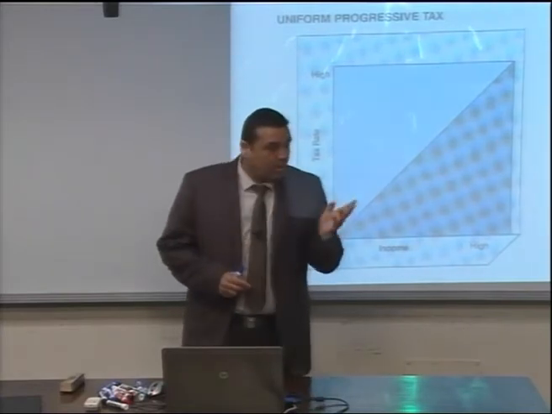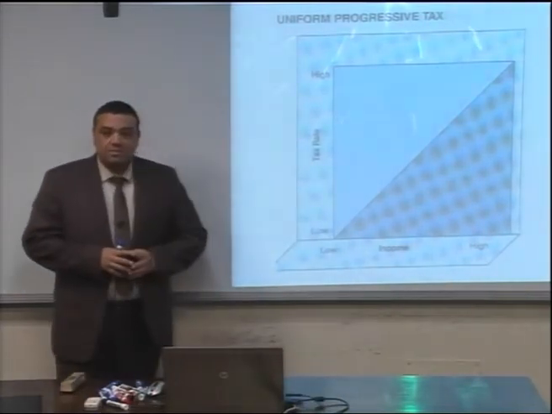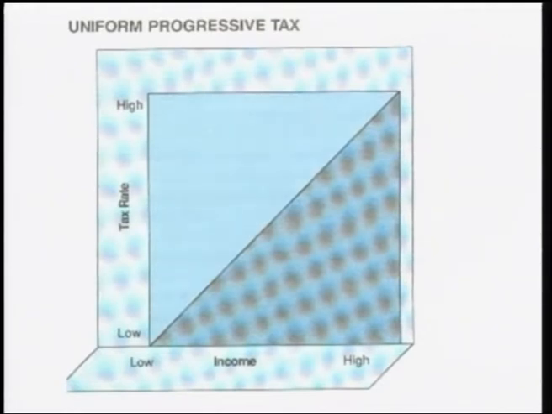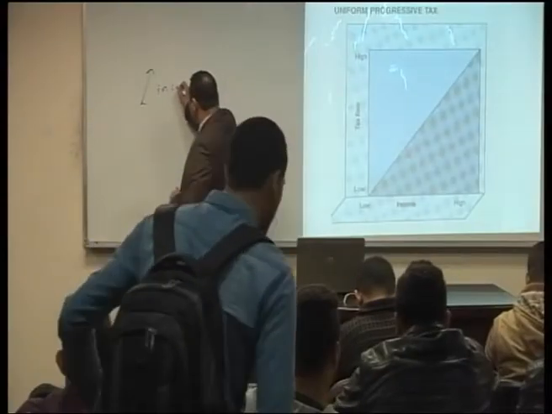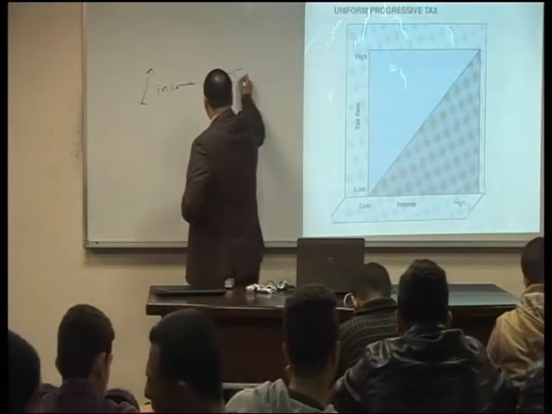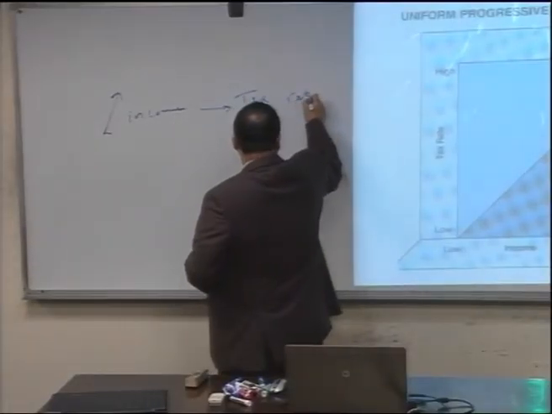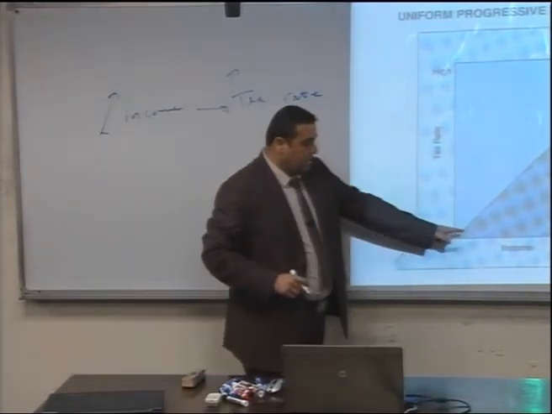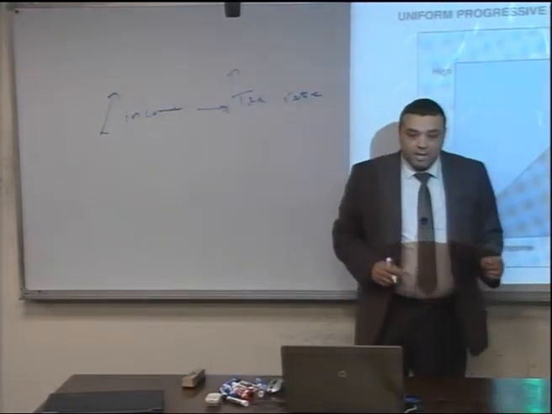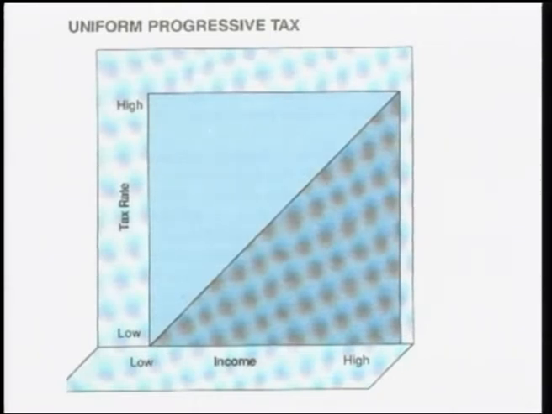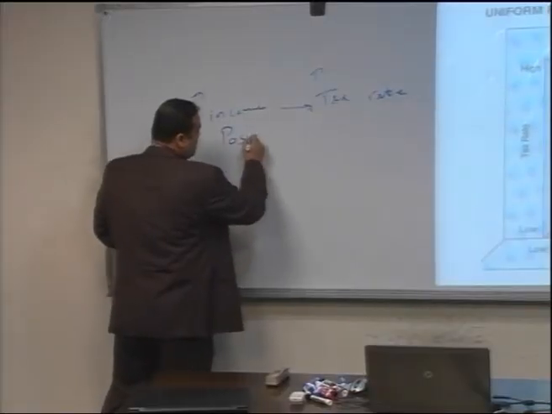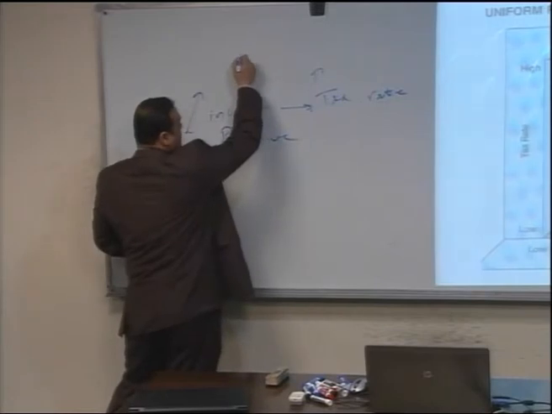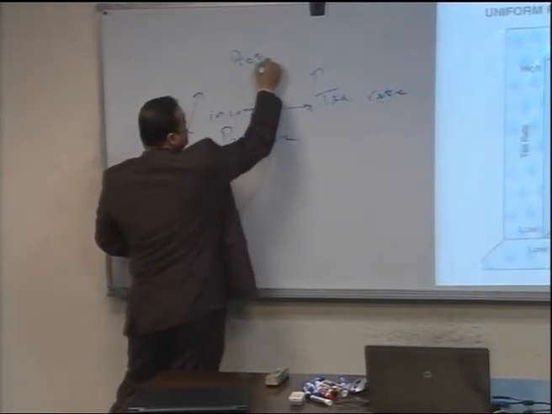Okay? For the progressive taxes, as income goes up, the tax rate goes up as well. So there is a positive relationship between the income and the tax rate. This is for the progressive taxes. Here we have a positive relationship under the progressive taxes.